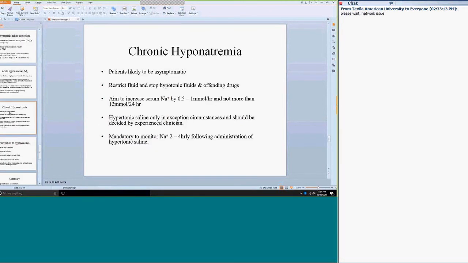In the management of chronic hyponatremia, there is the use of tolvaptan. We recommend the use of tolvaptan only in severe hyponatremia which is not improving with fluid restriction. So sodium less than 125 is when I would use tolvaptan. NICE has recommended tolvaptan usage to be limited to 6 weeks only.